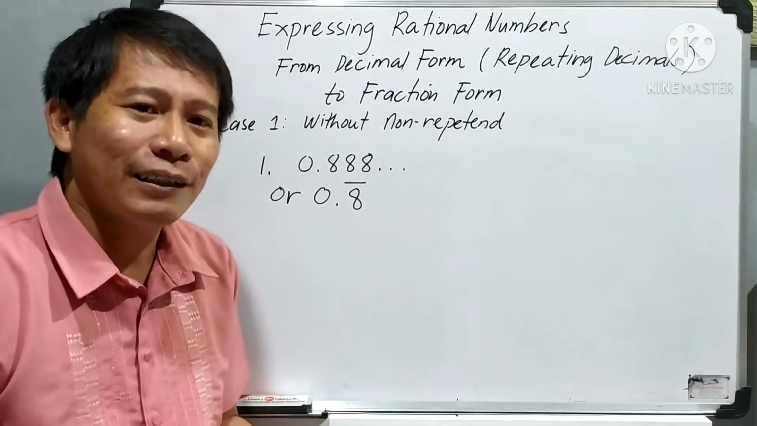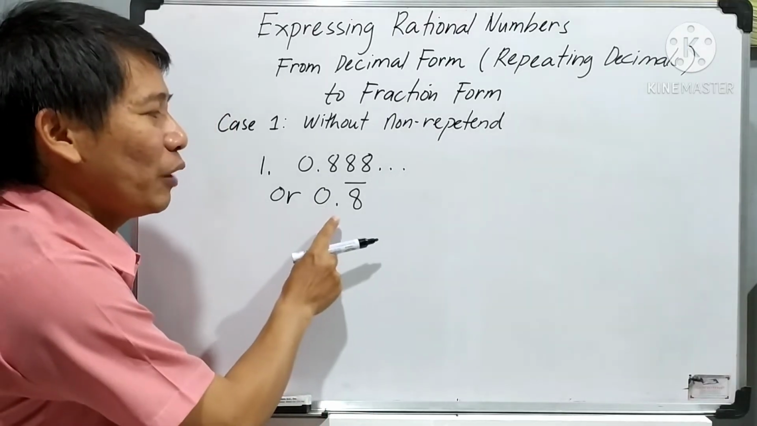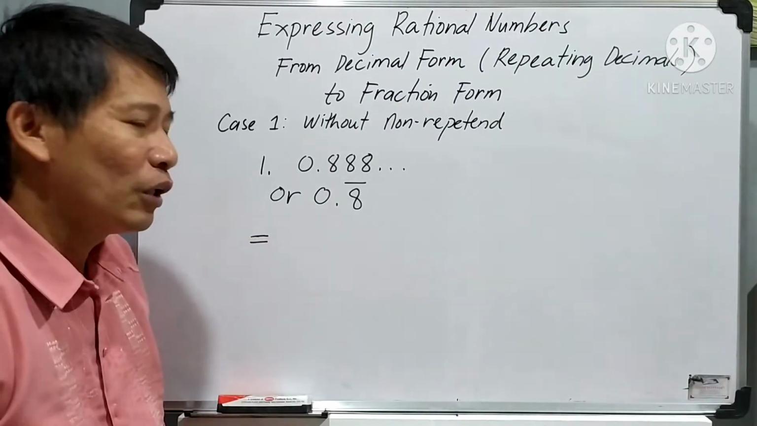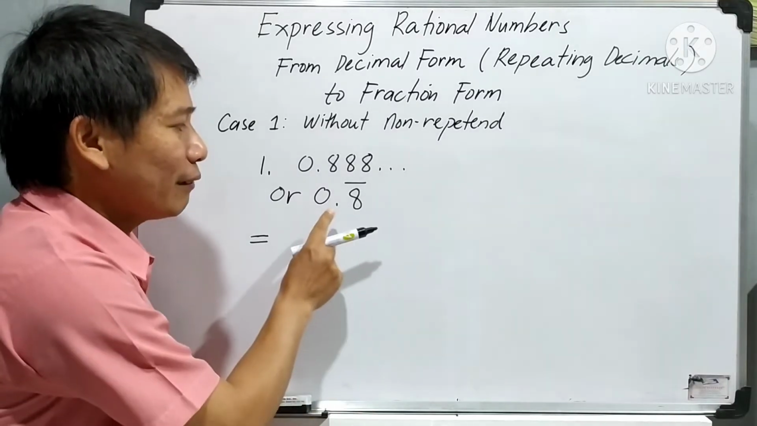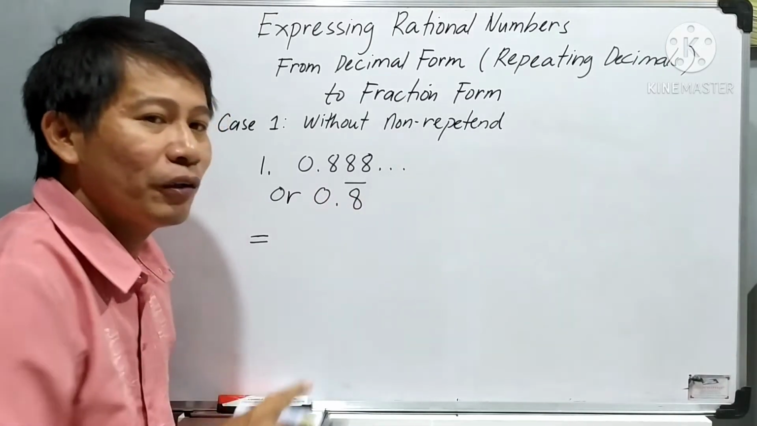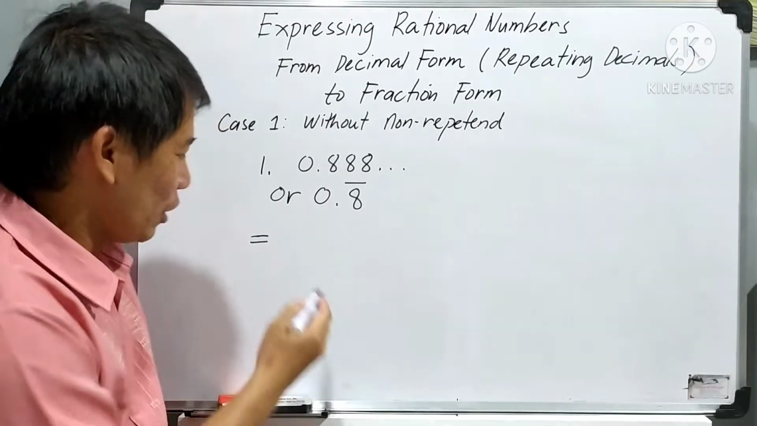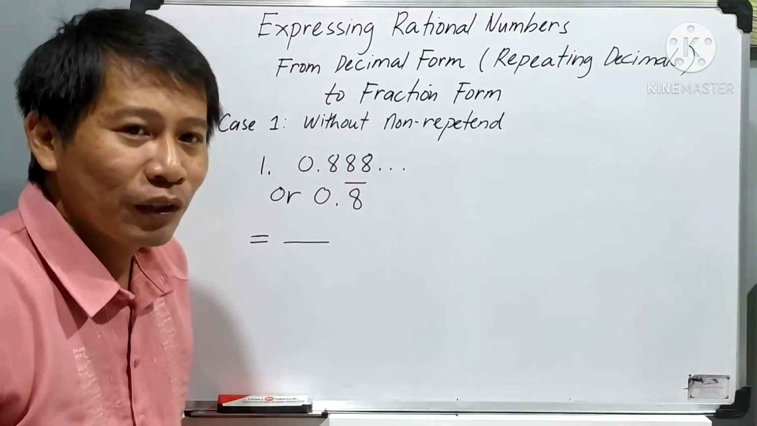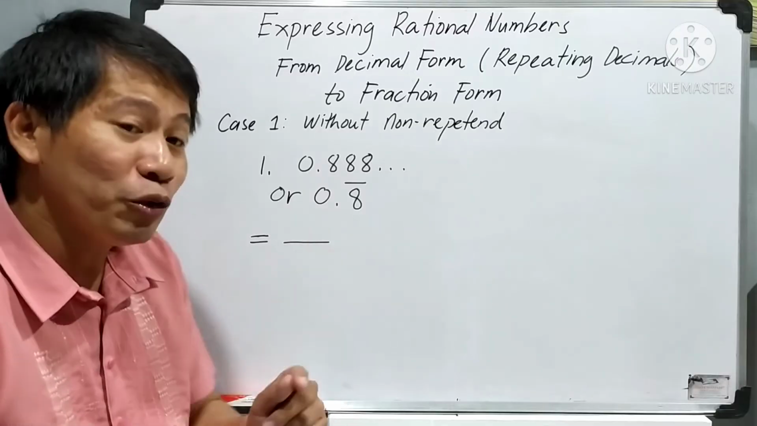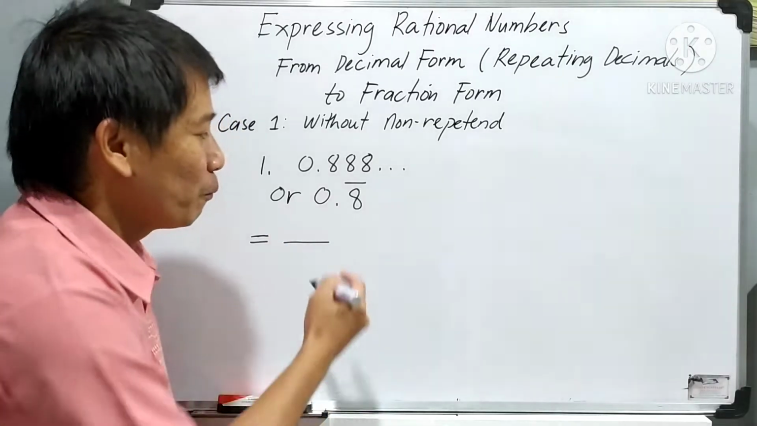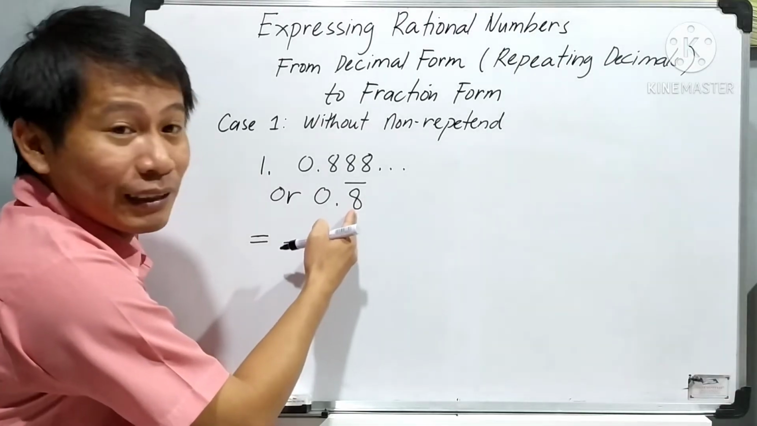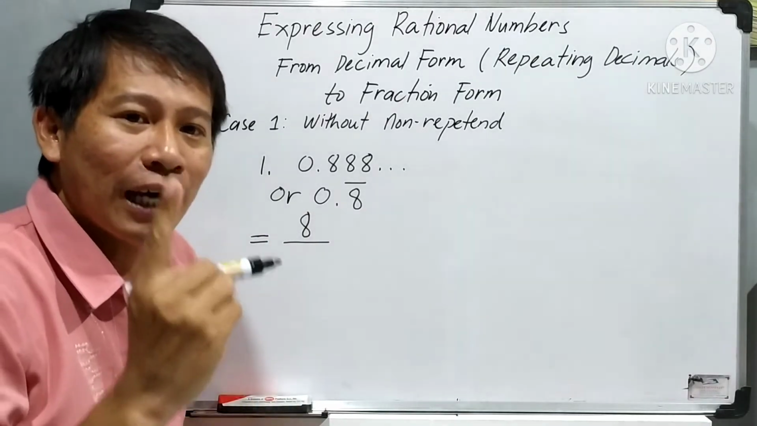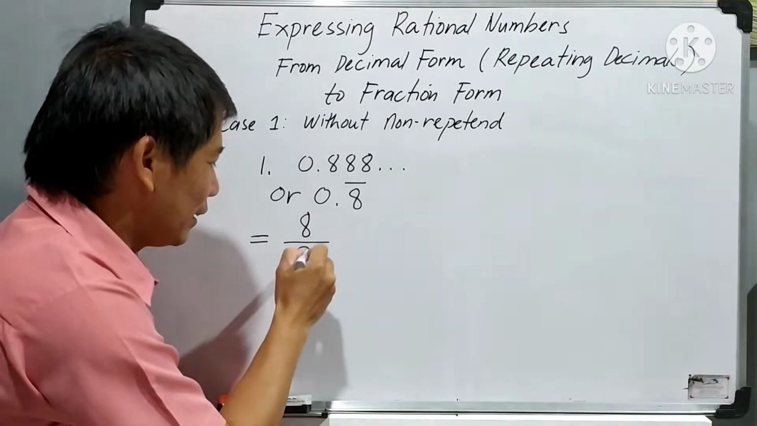So, umpisa na natin. Paano ba natin i-express ito as fraction? So, ito yung pinakamabilis na solusyon. Okay, definitely, since express natin ang 0.888 and so on and so forth as fraction, so, meron tayong numerator and denominator. So, madali lang to. Ang pinaka-numerator ninyo, yun ng mismong repeating digit. That is 8. So, therefore, our numerator is 8. And the denominator is 9.